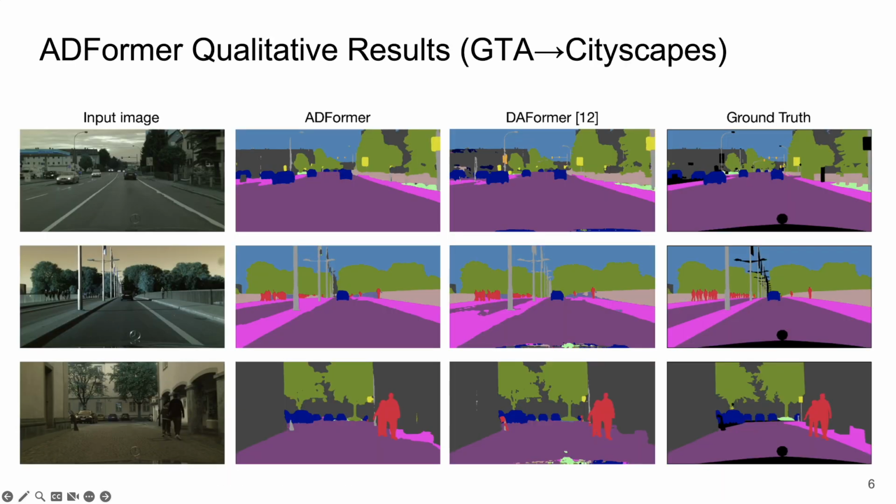Here are some qualitative results on the GTA to Cityscapes domain shift. The first column contains the input image, and the remaining columns show the outputs from ADFormer, DFormer, and the ground truth. As we can see, DFormer's output contains many isolated regions of different classes, but ADFormer usually has a more uniform prediction within the object boundary.